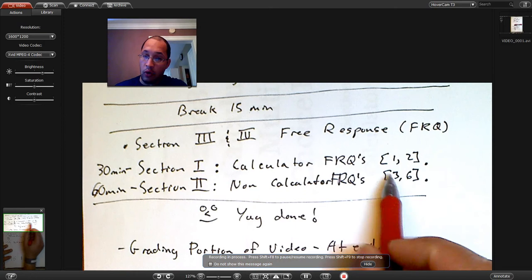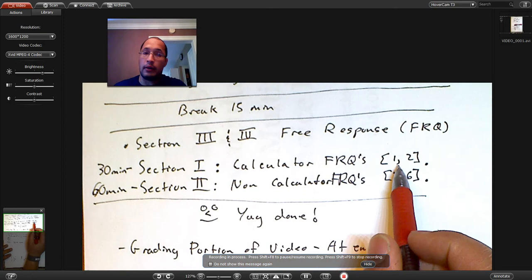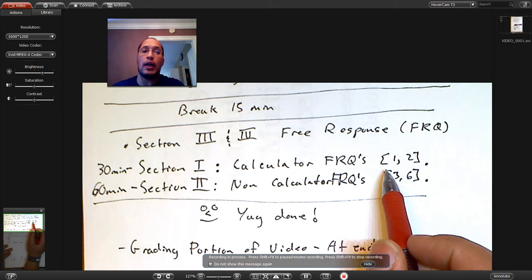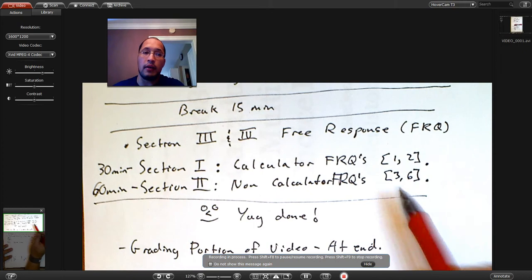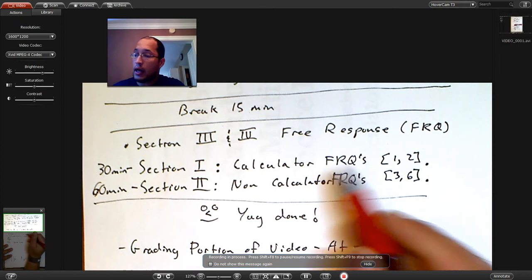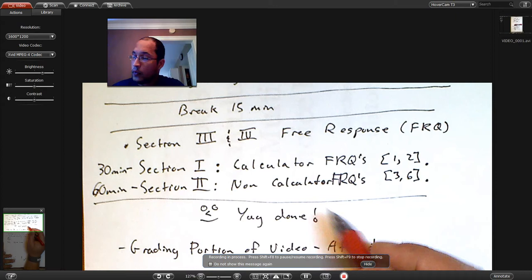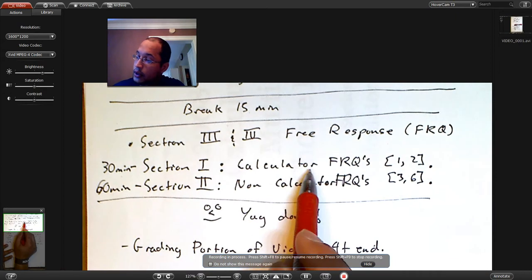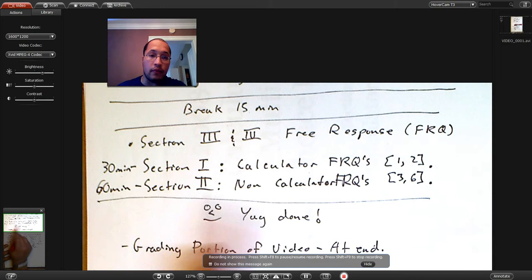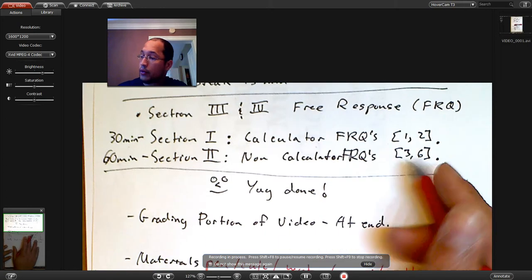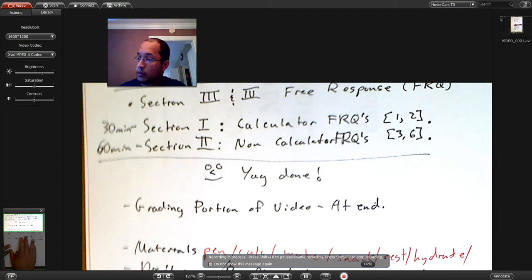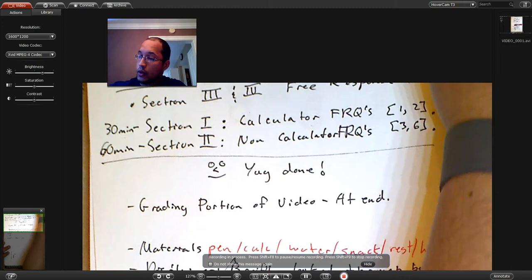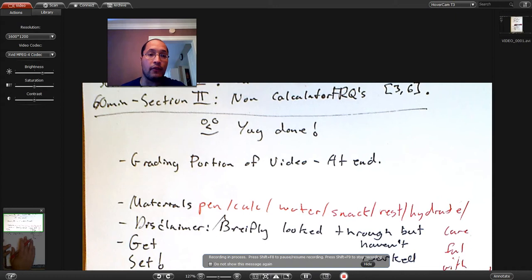You only get two questions with your calculator, which is actually a good thing, y'all. You want the non-calculator FRQs more than the calculator. Calculator ones tend to be more difficult. All right. So 30 minutes for the two calculator FRQs, 60 for the non-calculator. Okay. And there's four of them. All right. And then we'll be done. That's it. That's what y'all are going to do on the 5th of May, I believe. I've got to double check.